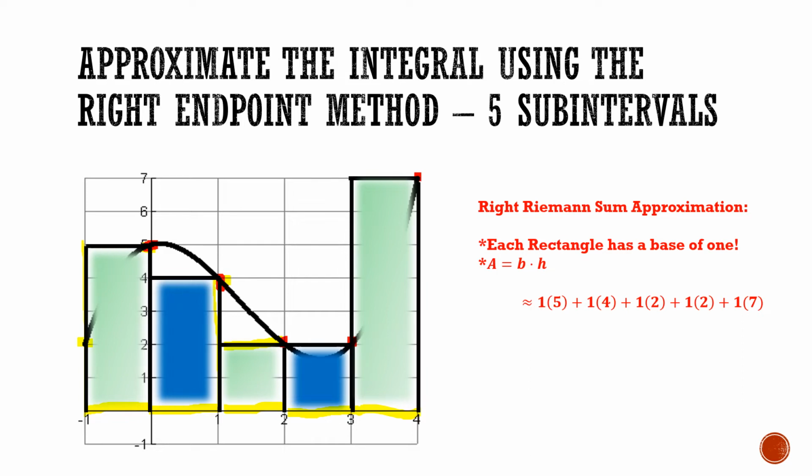Now, I could write it out like that, 1 times 5, 1 times 4, and so on. Or I could just say 1 times all of the heights since all of the bases were the same. So I say 1 times (5 plus 4 plus 2 plus 2 plus 7). Then I add all that up, and I get that my area is approximately 20 units. Now, looking at this graph, it appears that a lot of my pieces or big chunks of my graph are over the curve. So looking at this, it appears to be an over approximation.